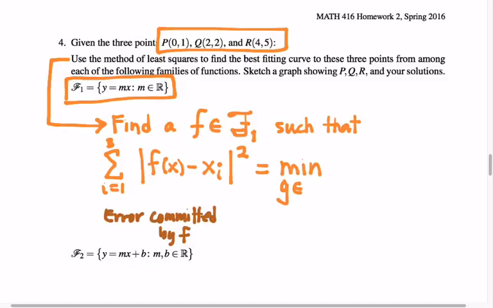from among all functions, let's call them g, in our family of the sum, i equals 1 to 3, of the difference between g of x. And actually, I don't want xi here, I'm sorry. I want yi. g of x minus yi squared. So this is just the fancy way of saying that we're looking for that function for which the total amount of squared error is the minimum possible from among all functions in our family. So it's least because of the minimum, it's square because we're squaring the error when we add them together.